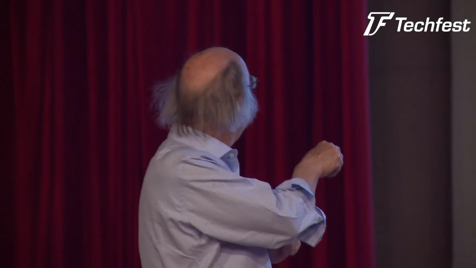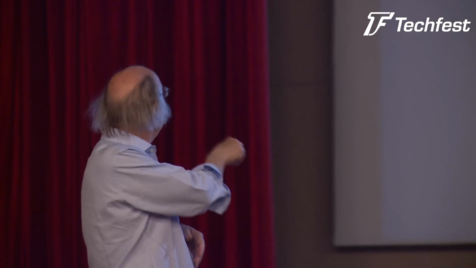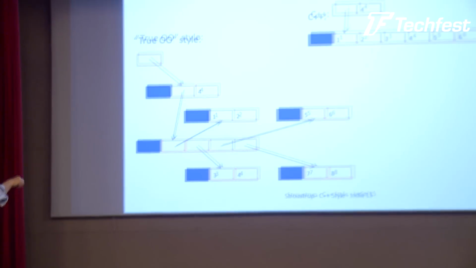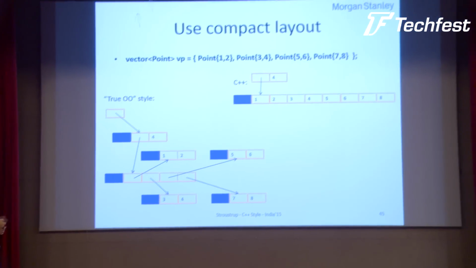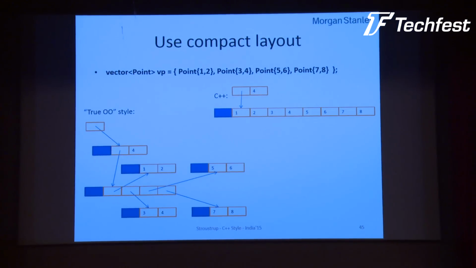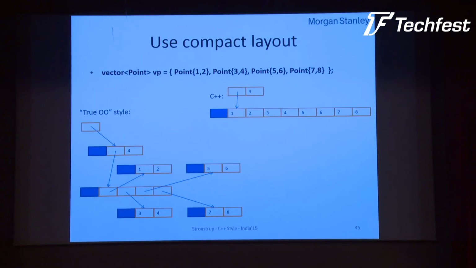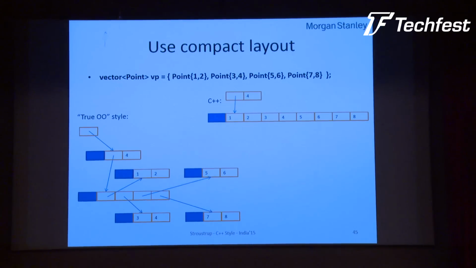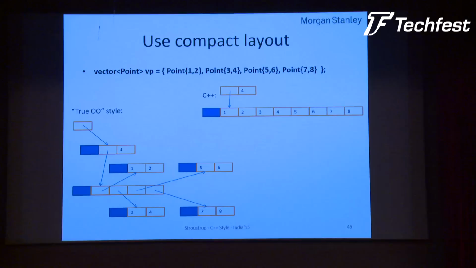Here is a little data structure that's similar to a lot of things we do. It happens to be a vector of points. There are 4 points there. And the standard C++ layout is like that. You just lay down the elements in memory and you keep track of where they are and how many of them there are. And if you want to access them, there's one indirection. If you loop through them, there's no indirection because you just go to the next one.